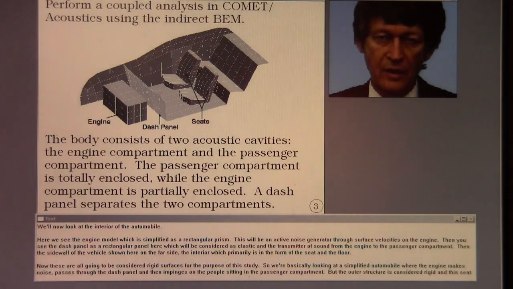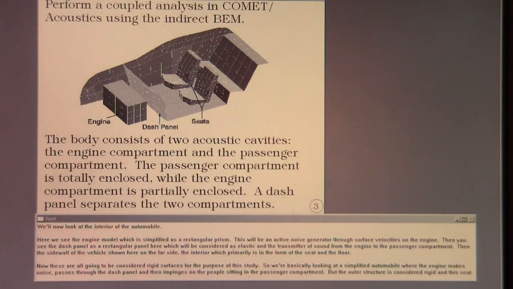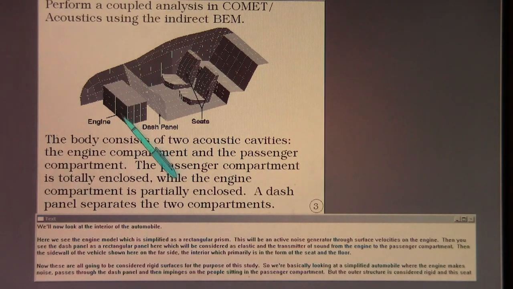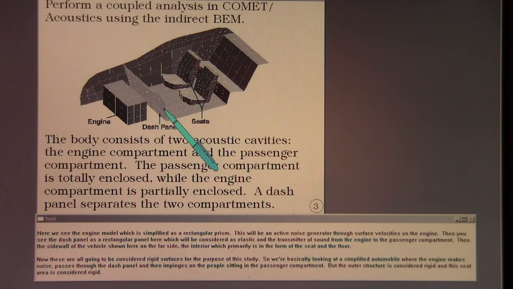We'll now look at the interior of the automobile. Here we see the engine model, which is simplified as a rectangular prism. This will be an active noise generator through surface velocities on the engine. Then you see the dash panel as a rectangular panel here, which will be considered as elastic and the transmitter of sound from the engine to the passenger compartment.